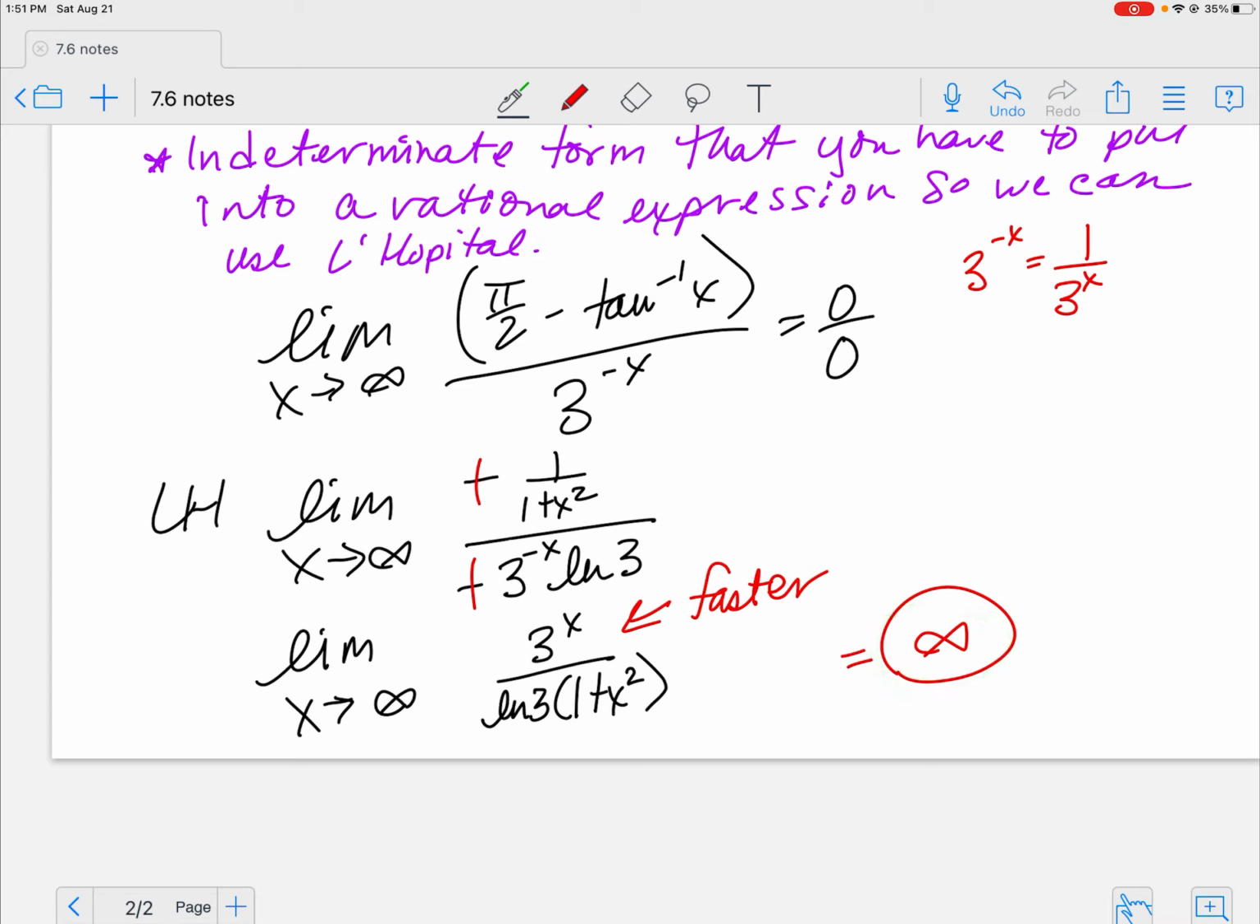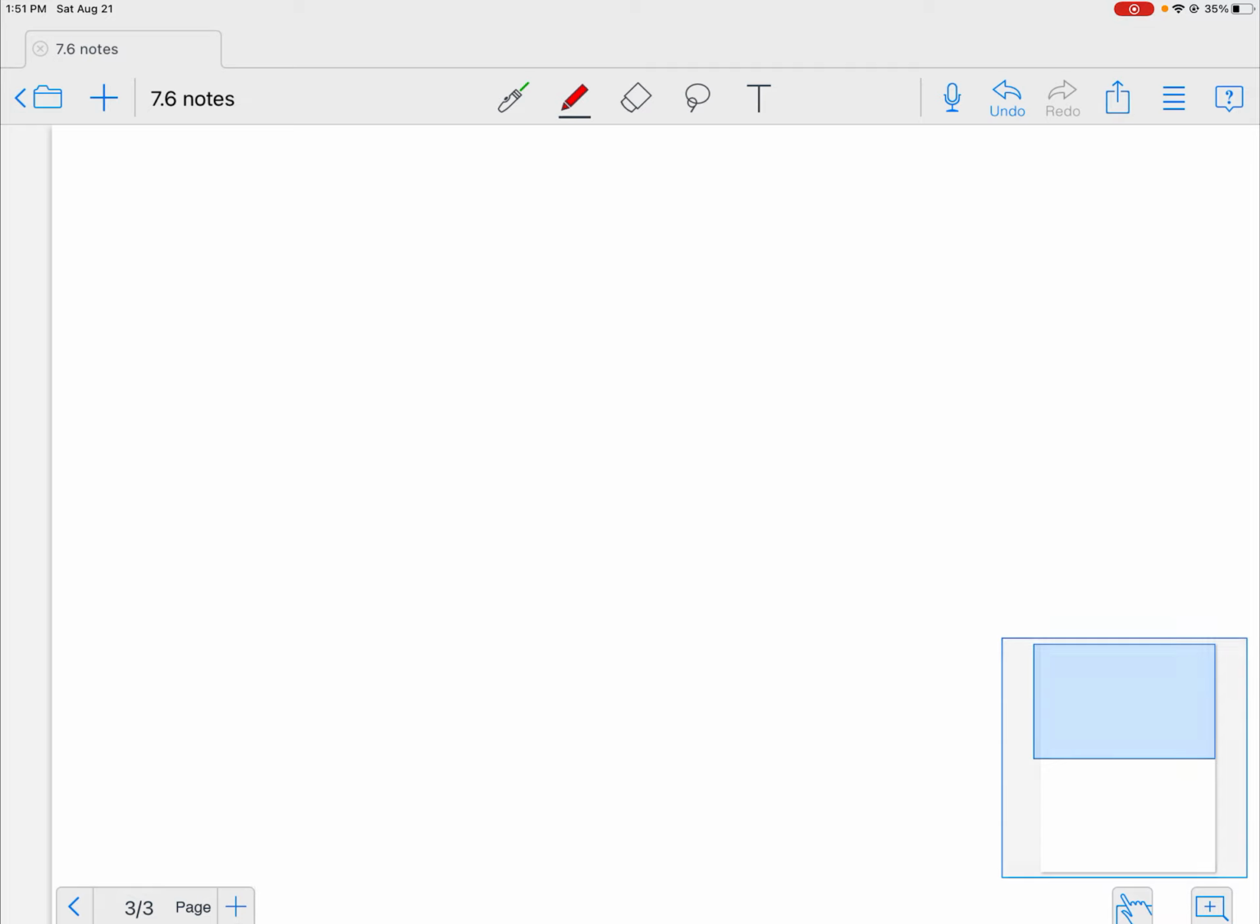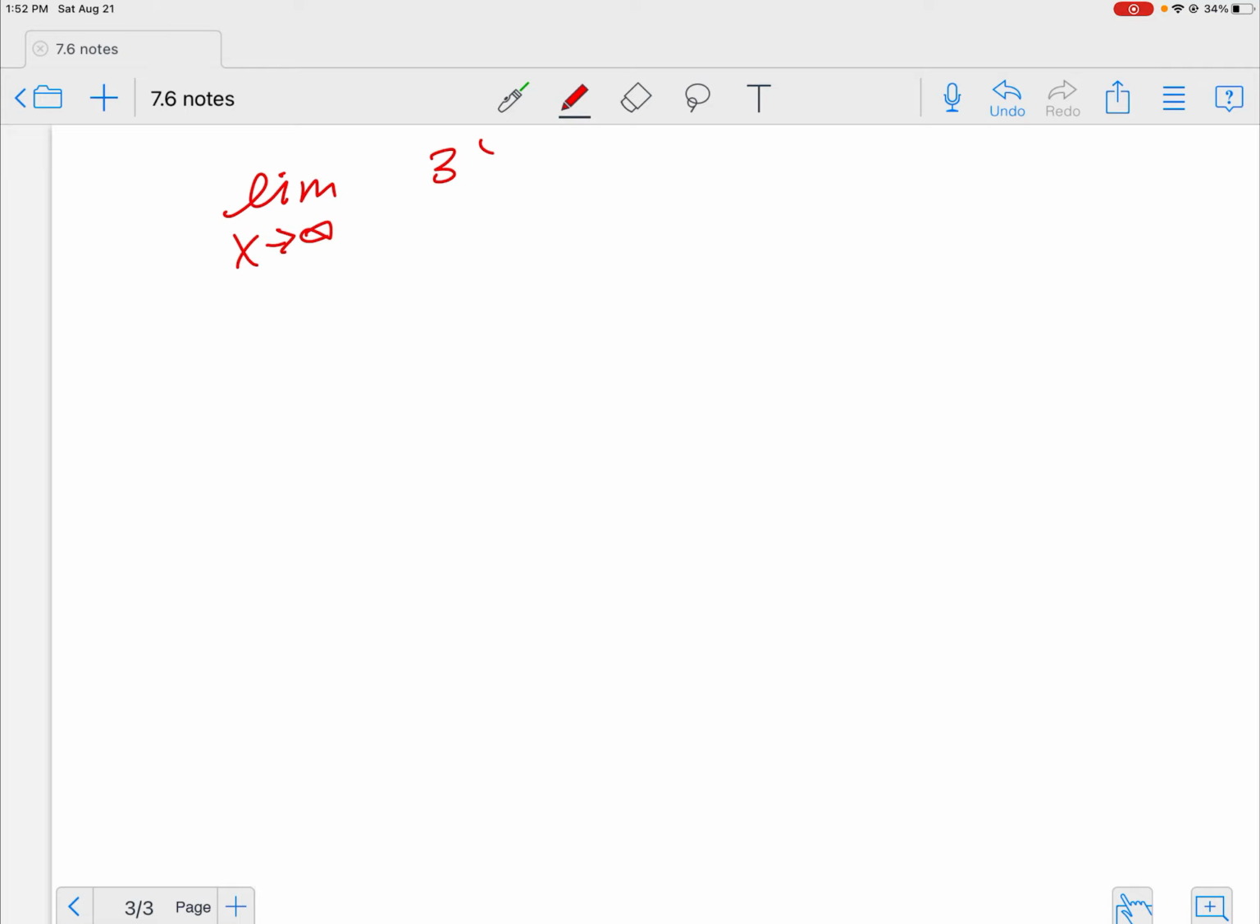All right, so if you can see that, go with it. If you don't see that right off the bat, then we ran out of room, so let me come over here. And we're going to take that limit as x approaches infinity of 3 to the x over the natural log of 3 times 1 plus x squared. And that is infinity over infinity.